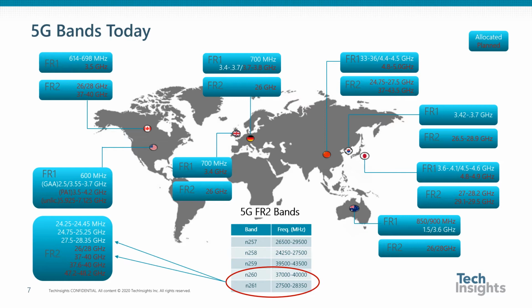The new radio band N260, which is 27.5 to 28.35 GHz, is allocated and in use in the US with Verizon, and N261, which covers 37 to 40 GHz, is soon to follow. In this webinar, I'm going to examine the architecture of a transceiver that operates at these frequency ranges.